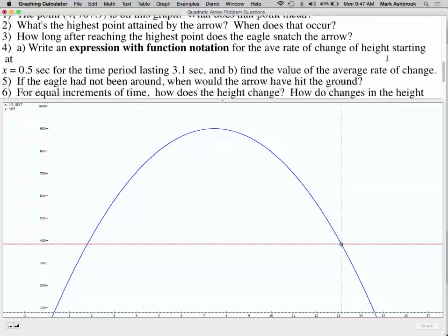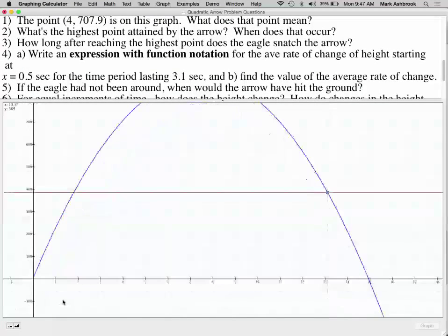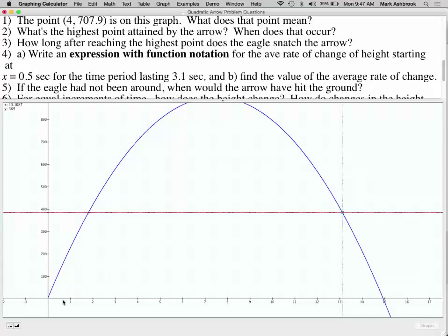All right, next. When would the arrow have hit the ground if the eagle was not around? So that is a height of what? Height of 0, or that's your x-intercept, or your root. So know how to figure that out on your calculator. X equals 14.94 seconds or feet? Okay, remember x is our time since launch. Time since launching the arrow. So x is 14.94 seconds is how long it would have taken to reach a height of 0.